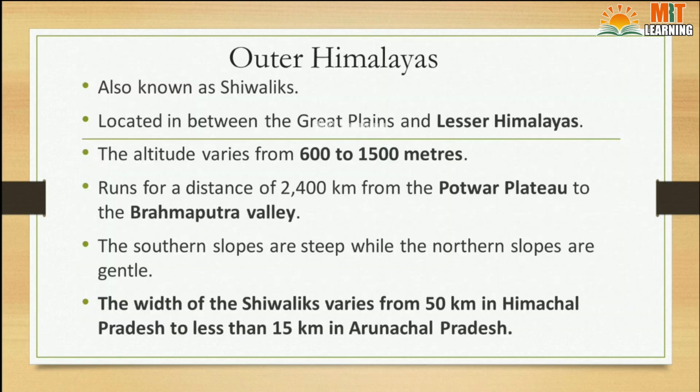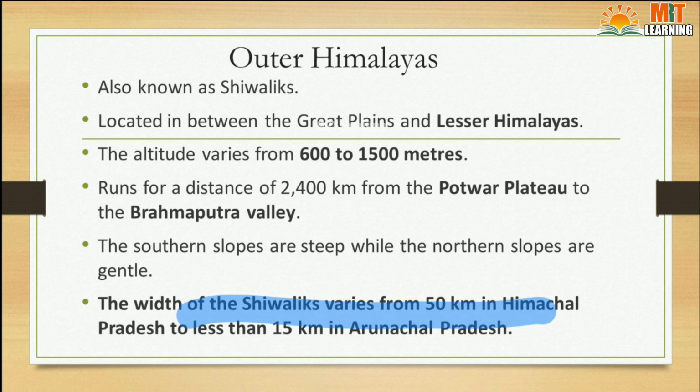Next one, Outer Himalayas. Outer Himalayas are also known as Shivaliks, located between the Great Plains and the Lesser Himalayas. The altitude, that means height, varies from 600 to 1500 meters, and they run for a distance of 2400 kilometers from the Potwar plateau to the Brahmaputra valley. These are the Shivaliks where most of the population lives. The southern slopes are steep while the northern slopes are gentle. The width of the Shivaliks varies from 50 kilometers in Himachal Pradesh to less than 15 kilometers in Arunachal Pradesh.